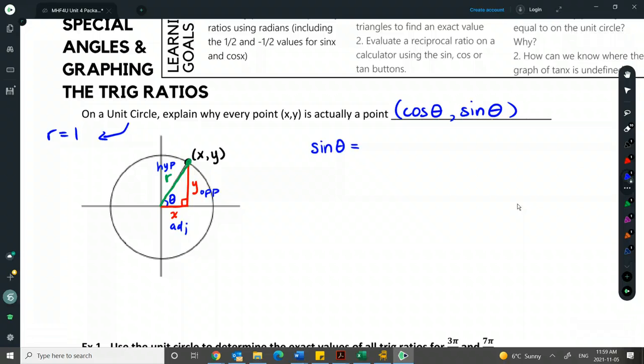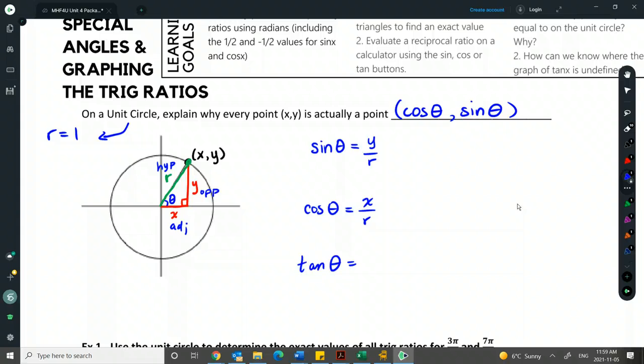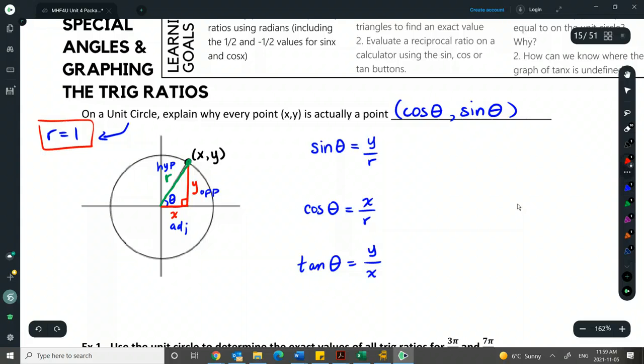Surwa? Y over r. What about cos of theta? Keaton? X over r. Okay, and what about tan of theta? Y over x.